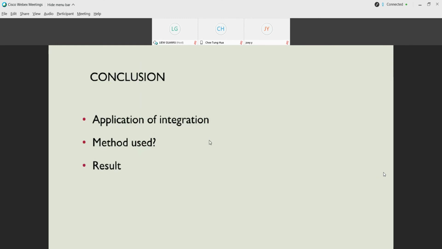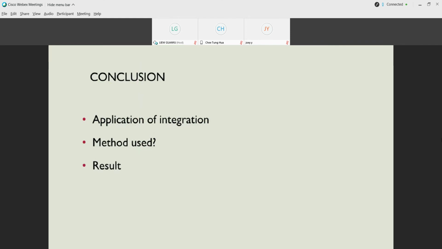Now I will talk about the conclusion of our project. In this project, we have discussed the application of integration in physics. We discovered that integration can be applied to find the value of the velocity and displacement of the motion. The method used is called the technique of integration.